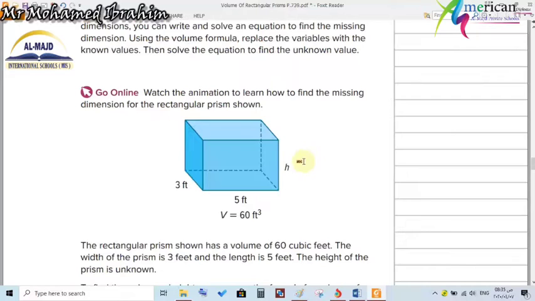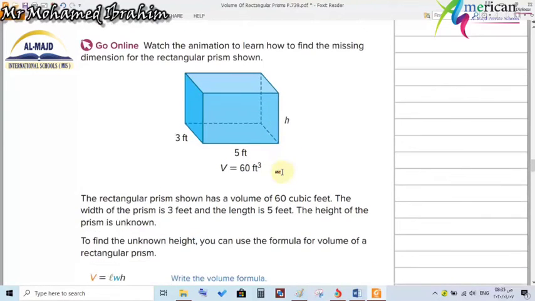Find the missing dimension. We have here length with 3 feet, width with 5 feet. What is the height here? We will solve it by a simple way. Just think about it. 3 times 5 is 15. 15 times what gives you 60? Excellent. 15 times 4 gives you 60.